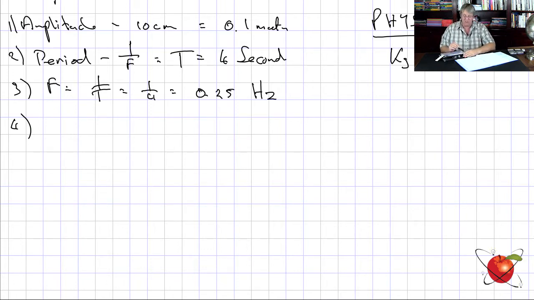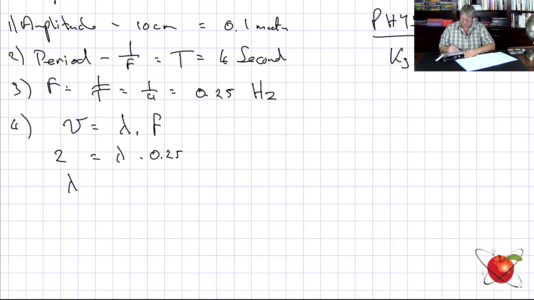For the wavelength, we have to use the wave equation, which is the velocity is equal to lambda times frequency. Now we know the velocity is 2 meters per second. They've given it to us. The wavelength, we don't know. The frequency, we've just worked out. Therefore, the wavelength is going to be equal to 2 over 0.25.